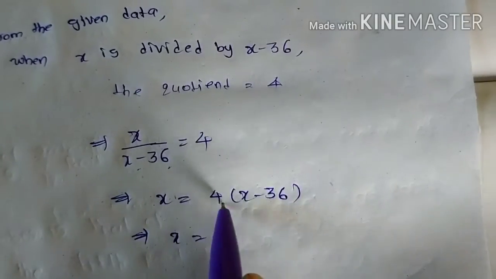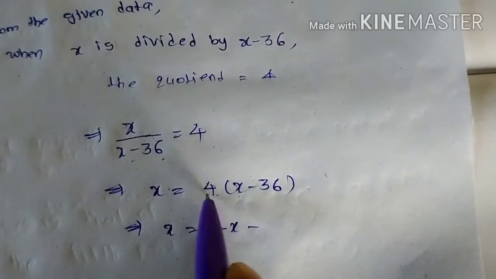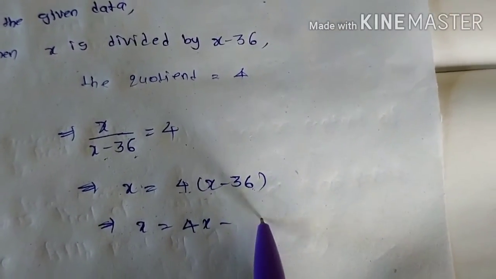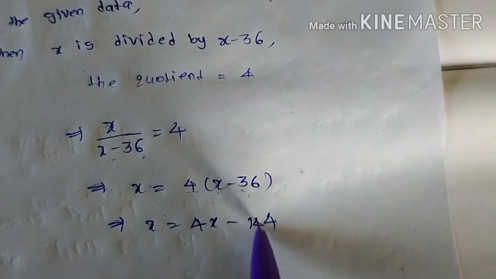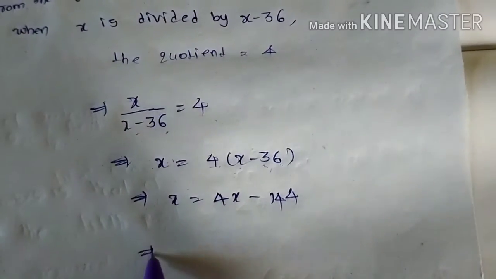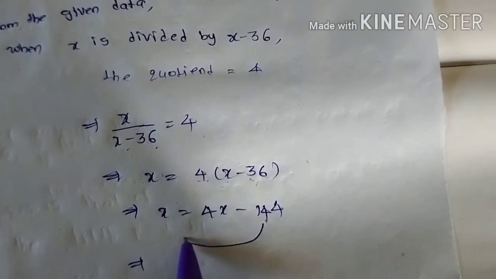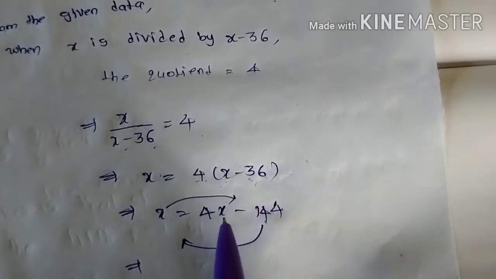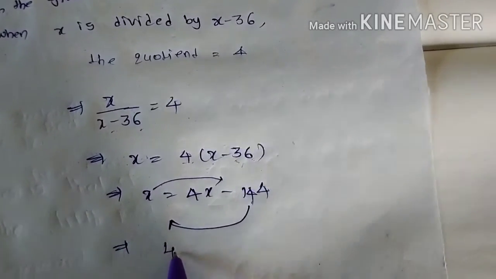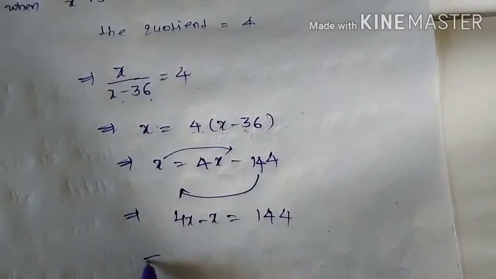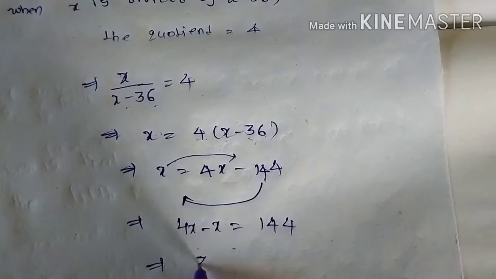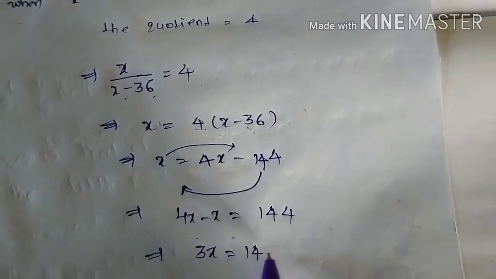Implies x is equal to 4 into x, 4x only, minus 4 into 36. 4 sixes are 24, here 4 threes are 12, 12 plus 2 is 14. That means you can write 144. In the next step, you can transpose minus 144 to the LHS and x to the RHS. That means 4x minus x is equal to 144. 4x minus x is 3x only, equal to 144.